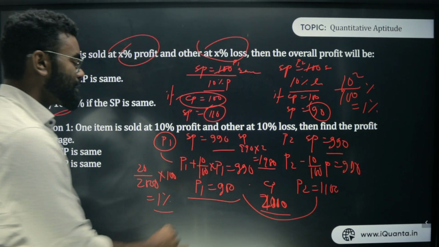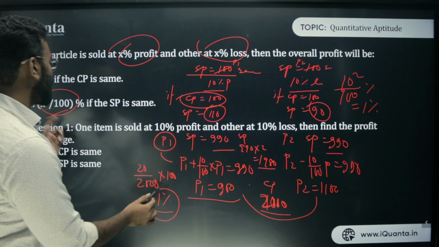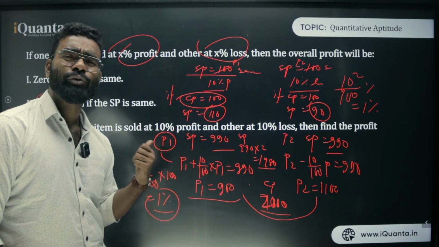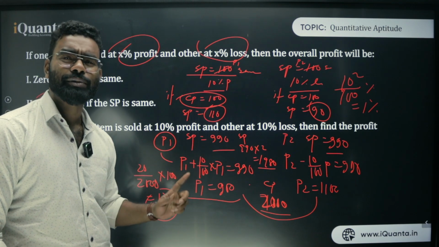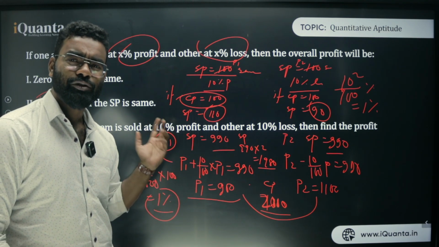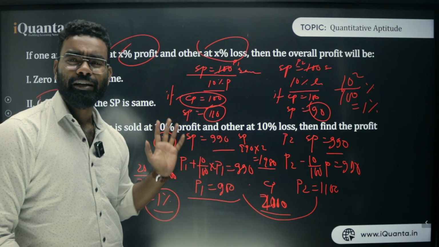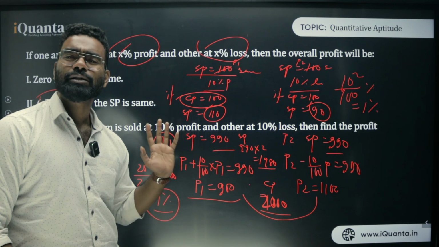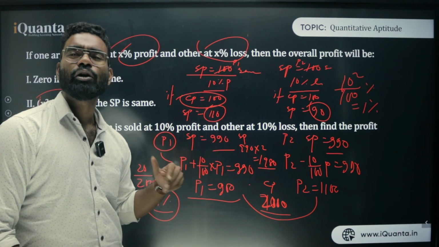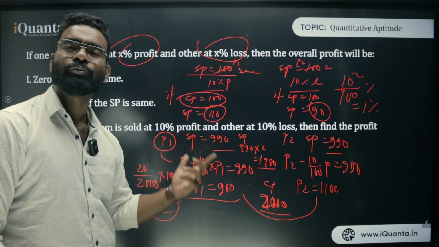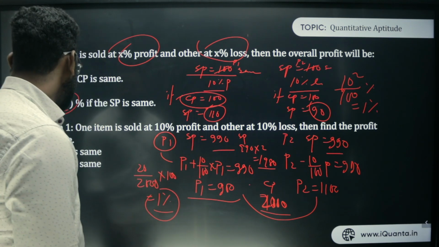So you don't need to do all of this to find this 1%. Use this formula, you'll get 1%. Because if X is 10, what is X square upon 100? That is 1%. So it will give you 1% loss, right? If the selling price is same, and the profit percentage and loss percentage for the two products are same, then the overall loss is basically X square upon 100%. If it is 20, the answer will be 4% loss. So this is how it works.